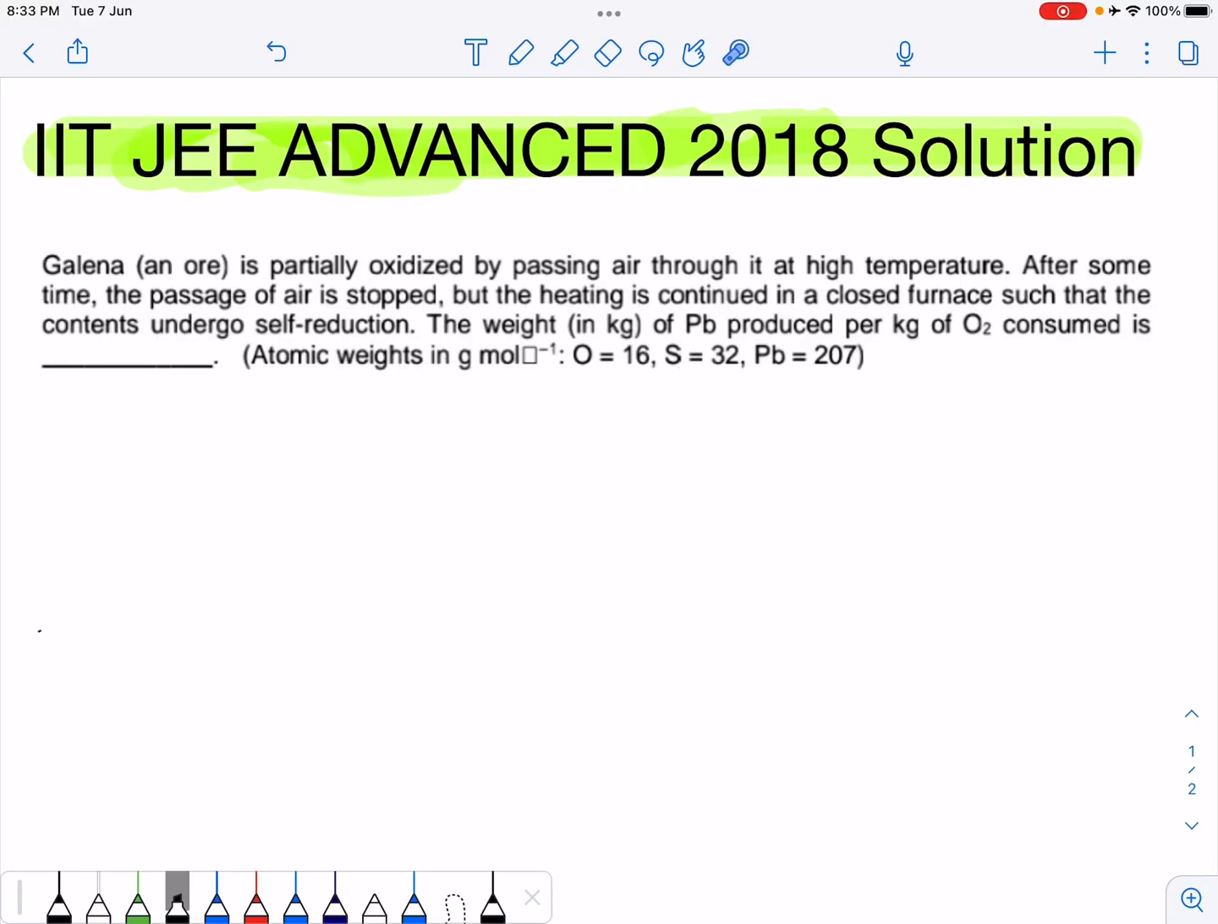We have this question from JEE Advanced 2018. This question has been beautifully framed from the mole concept, and at the same time they have tested your knowledge of metallurgy. So let's see the question.